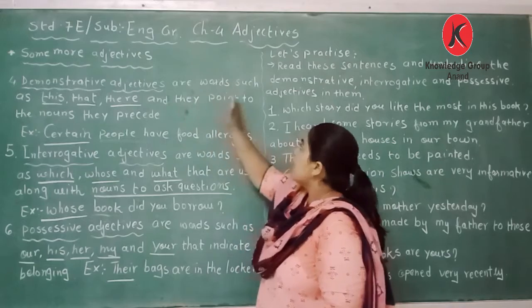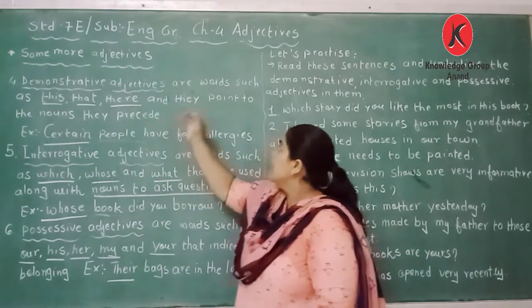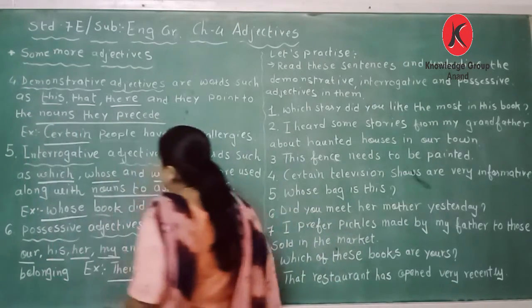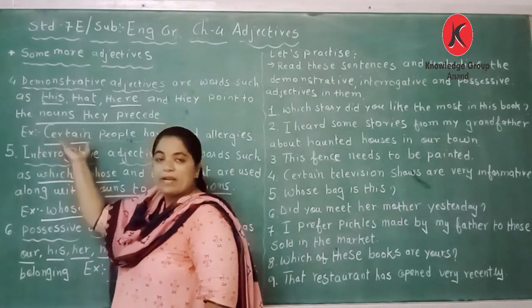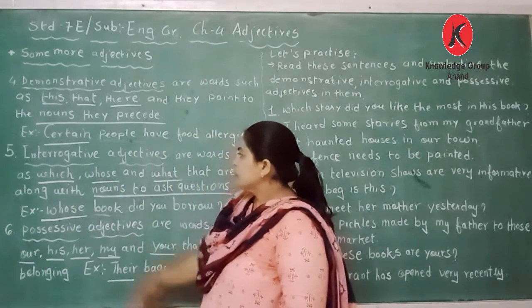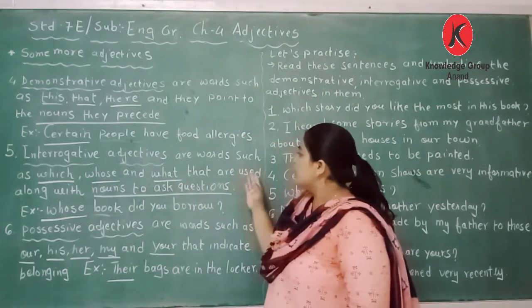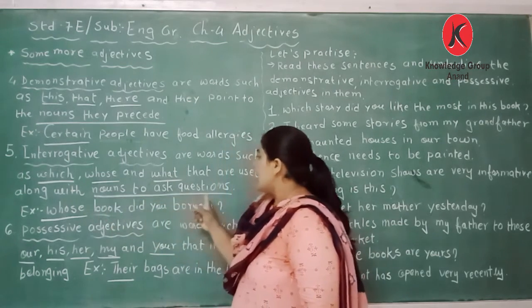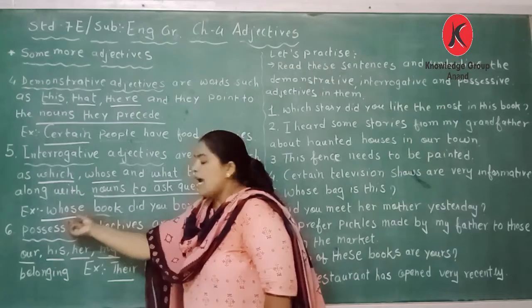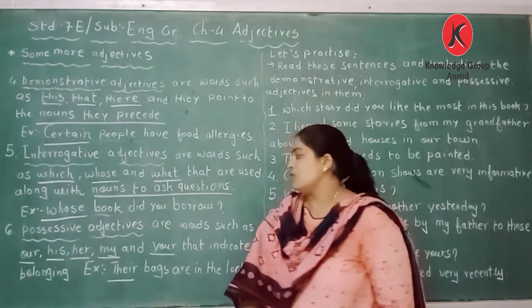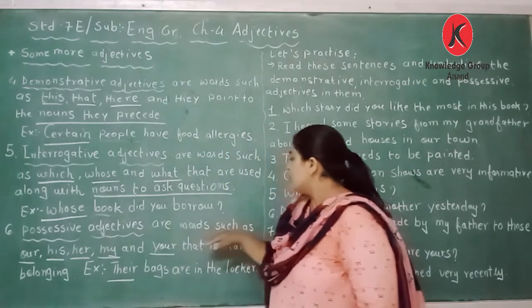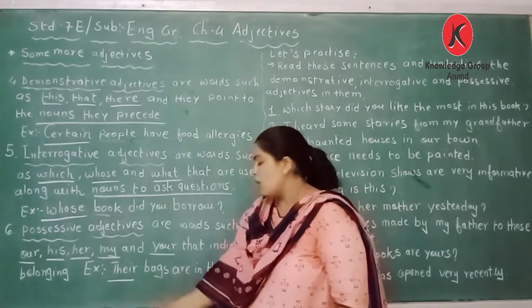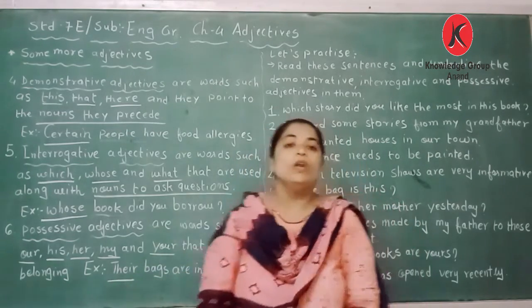So demonstrative adjectives are words such as this, that and these. They point to the nouns they precede. So here people is the noun and it is preceded by the demonstrative adjective certain. Interrogative adjectives are words such as which, whose and what. They go along with the nouns to ask questions. So book is a noun and whose is an interrogative adjective. And the next, possessive adjectives are words such as our, his, her, my and your that indicate belonging. So their bags are in the locker.